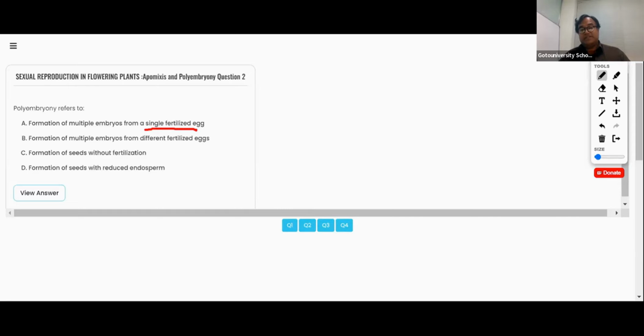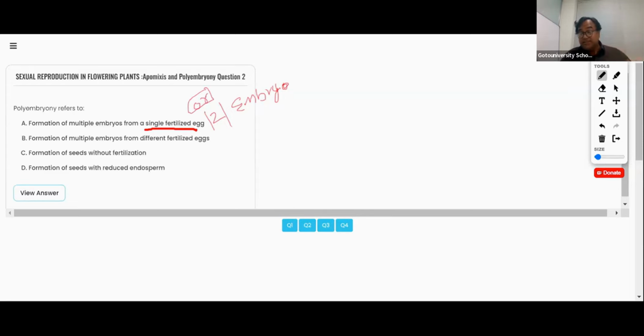The other name of single fertilized egg is zygote. Sometimes they'll say zygote, sometimes they'll say single fertilized egg, sometimes they'll say fused egg, sometimes they will say developing embryo. So multiple terms they will use. Okay, they won't use the word zygote directly. See how nicely they are using the multiple terms in such a way you will get confused.